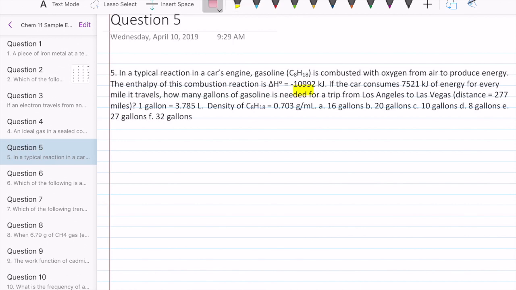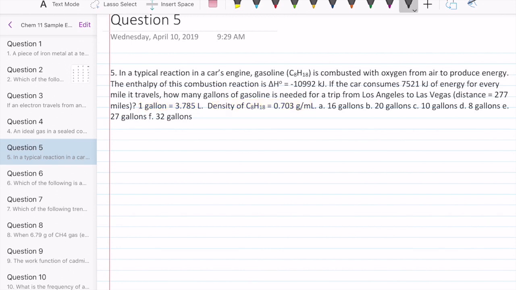And so the question is, if the car consumes some amount of energy for every mile it travels, how many gallons of gasoline do you need for a trip from Los Angeles to Las Vegas, which has a certain distance? And a couple of additional pieces of information are given here, which is 1 gallon conversion to liter, and then the density is also given.